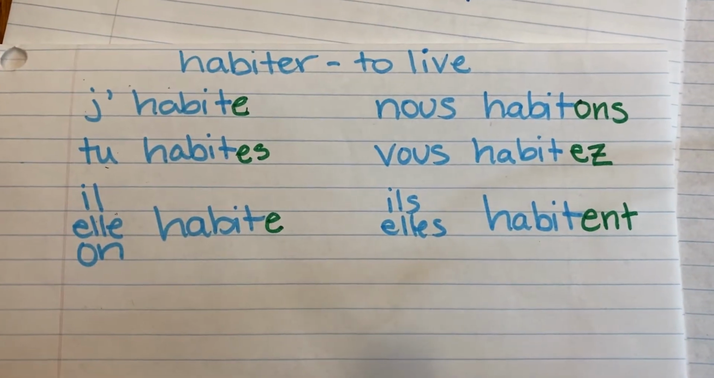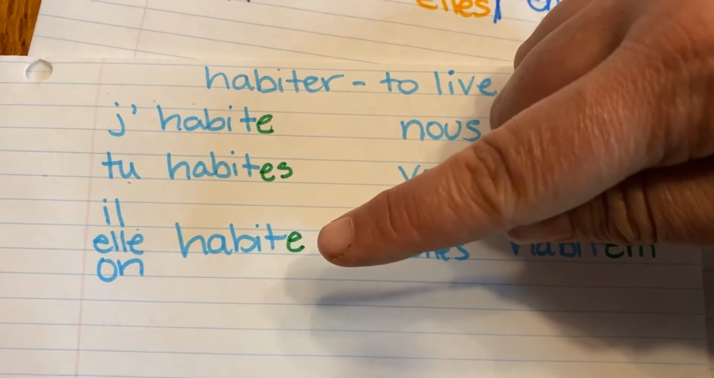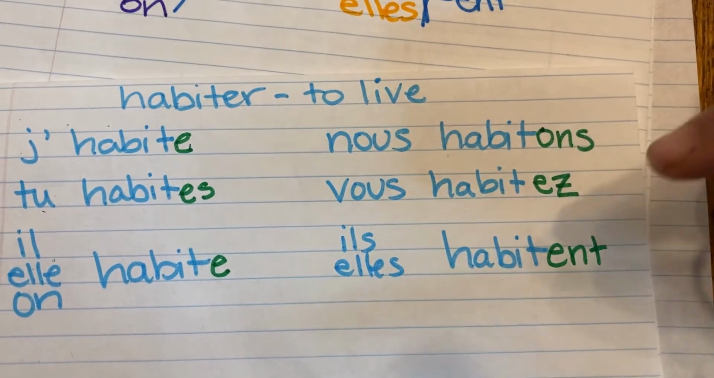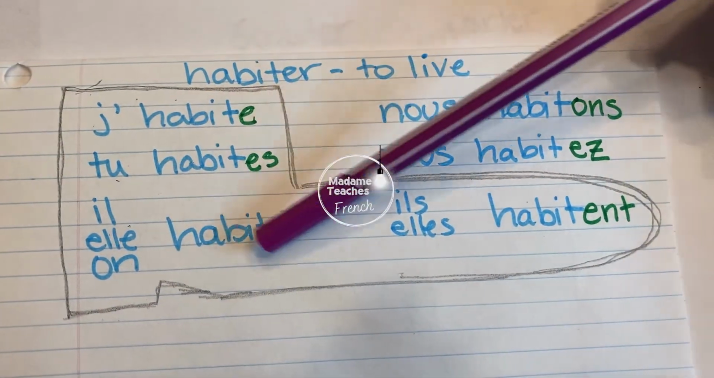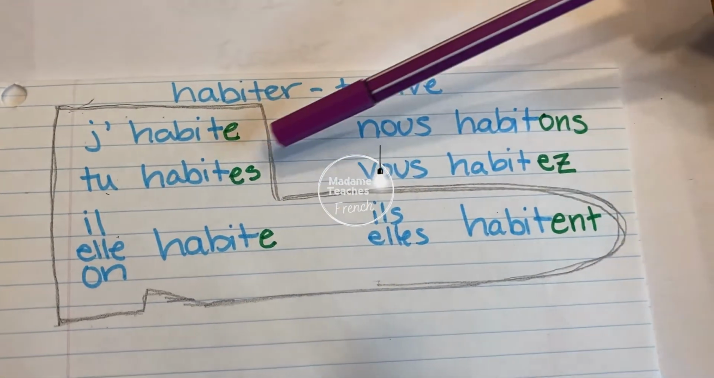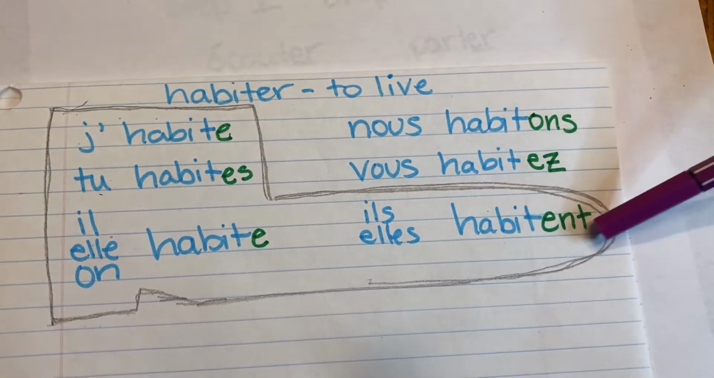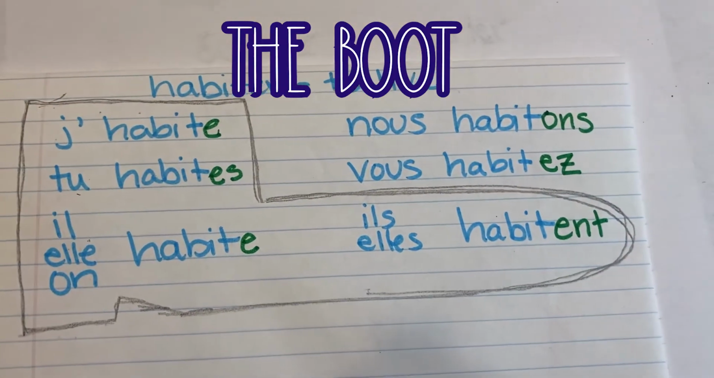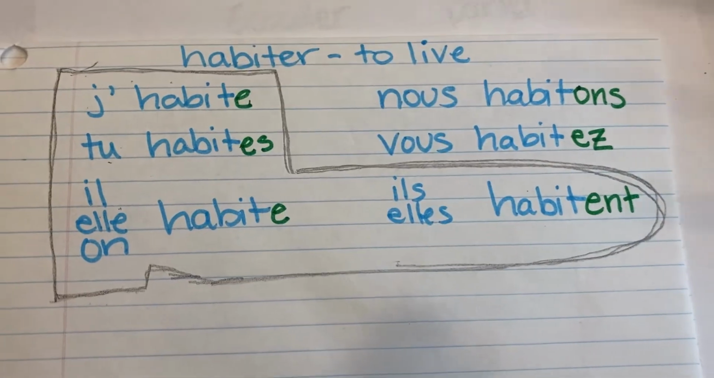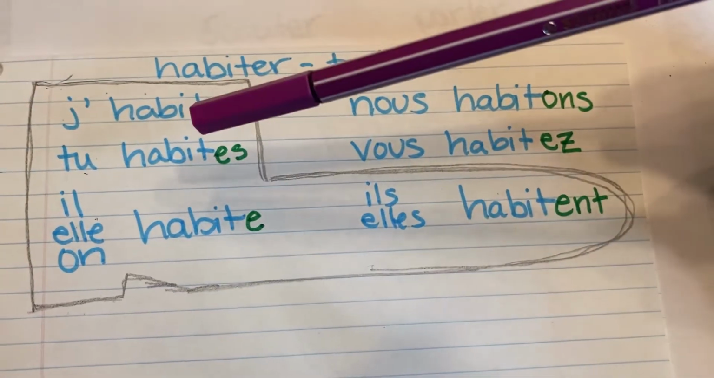Okay, one more time. Habiter, j'habite, tu habites, il habite, elle habite, on habite, nous habitons. Okay, you should notice that all of these, habite, habite, habite, habite, even though they're spelled differently, they all sound the same. This is called the boot a lot of times, and this is why you'll see your verb chart set up like this, so you can draw the boot. I don't know, man. That's how I was taught, so it helped me. So just remember here, all pronounced the same.